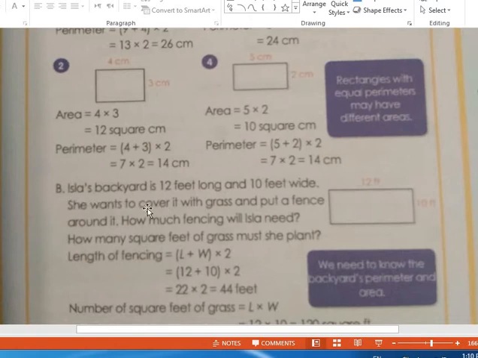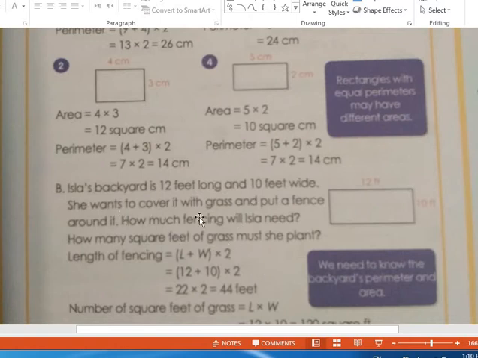Isla's backyard is 12 feet long and 10 feet wide. She wants to cover it with grass and put a fence around it. How much fencing will Isla need? How many square feet of grass must she plant? It's a very good question.